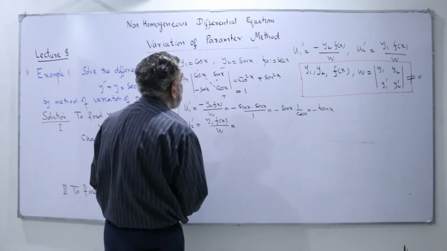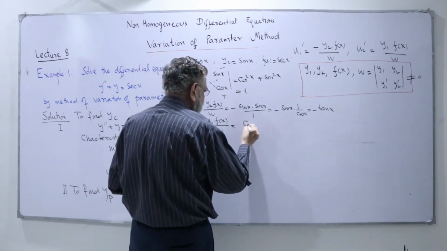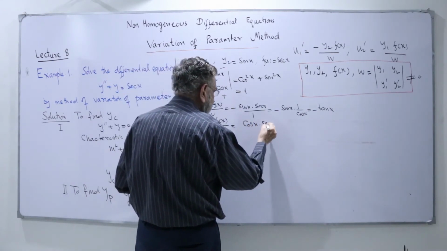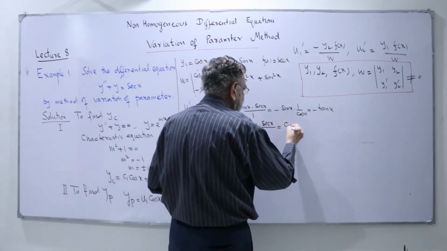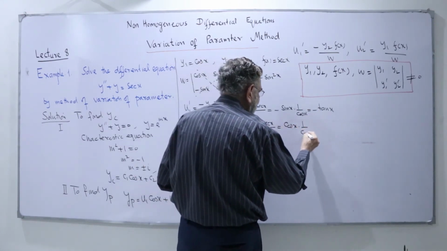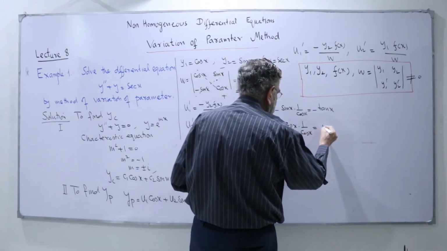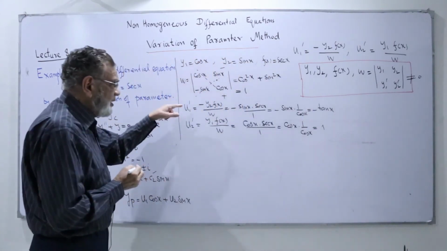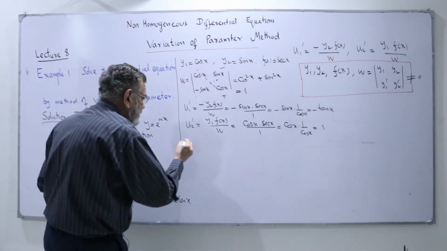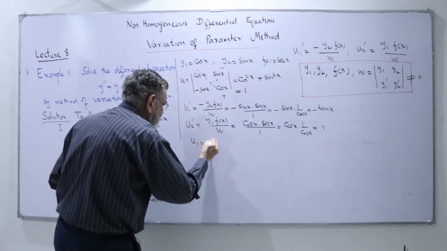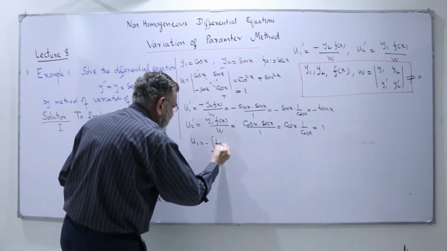What's my y1? y1 is cosine x into secant x over 1, and we have here cosine x into 1 upon cosine x, since secant x is 1 upon cosine x, which is equal to 1. So we have u1 dash and u2 dash, and we can find the value of u1. The value of u1 is the integration of this one. This is minus integral of tangent x dx.